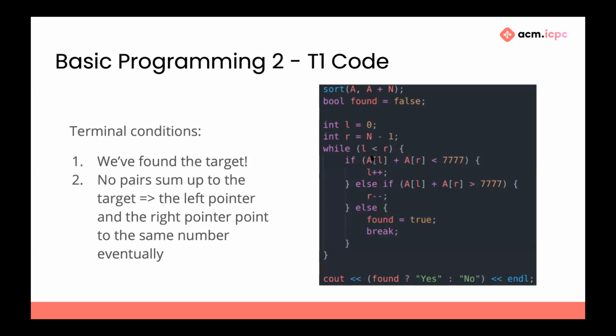So now that we know how it works, we also need to know when we stop running the algorithm. The obvious one is you found the target, which is great. You can return what the problem asks for. But it's also possible that there exists no such pair that sums up to the target. Well, in this case, you will see that the left and right pointer will end up eventually reaching the same element. And at this point, you can quit the program and return that there's no such pair.